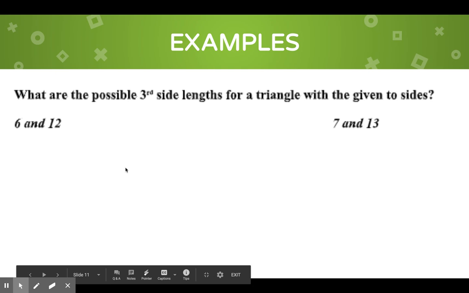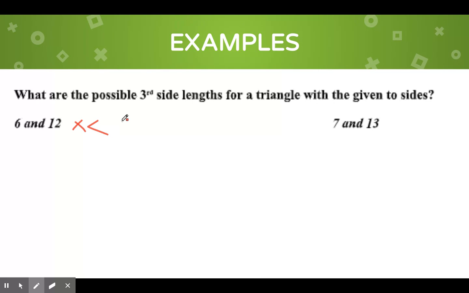Okay, so what are the possible third side lengths for a triangle with the 2 given sides? So again, you create 2 inequalities, one with x going first. So x has to be less than 6 plus 12. And the other one with the larger number, obviously the larger number between 6 and 12 is 12. 12 has to be less than 6 plus x. Well, 6 plus 12 gives you 18, so that means x has to be less than 18. And if you subtract 6, that means x has to be greater than 6. So we now know that x has to be bigger than 6, but less than 18.